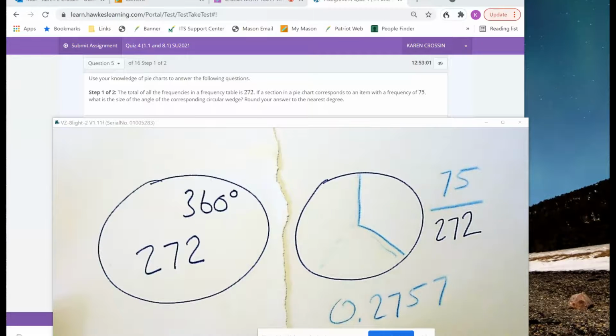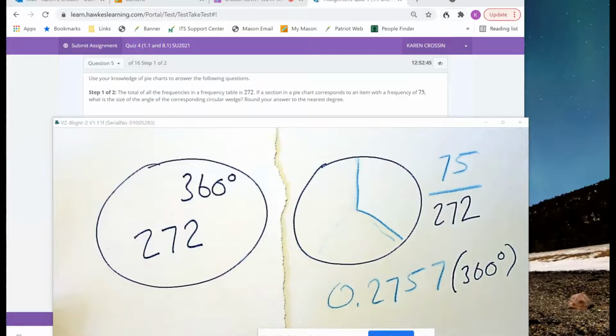Okay, so that's like 27.57% or whatever. So 0.2757 of the entire circle, which you told me earlier was 360 degrees. Okay, so stick that in your calculator. What do you got?